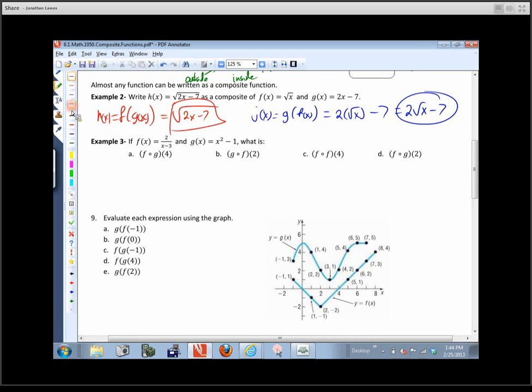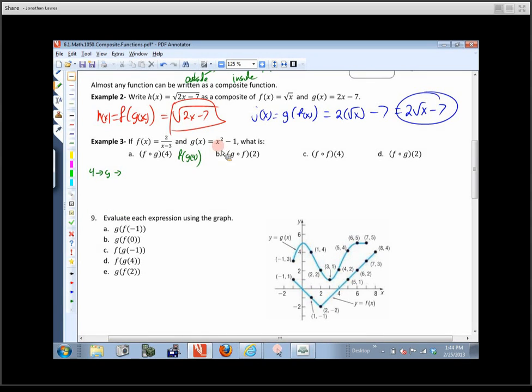On this problem right here, it says if f of x is 2 over x minus 3 and g of x is x squared minus 1, what is f of g of 4? So again, it's that other type of notation. If you want to write it like this, this would be f of g of 4. So this is what we do. We start at the very inside. I'm going to take 4, and what am I going to plug it into? I'm going to plug it into g. So I'm going to take 4, I'll plug it into g. What comes out?